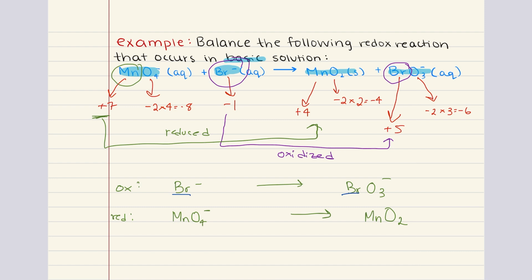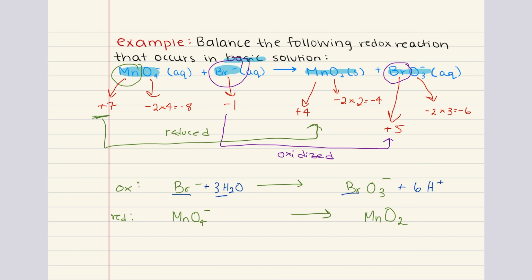Now we can move into balancing oxygen by adding water as needed. On the reactant side, we have no oxygen atoms, and on the product side, we have 3. So to balance that, we're going to add 3 water molecules to the reactant side. Finally, we want to balance hydrogen by adding H plus as needed. On the reactant side, we have 6 hydrogen atoms and none on the product side. So to balance that, we're going to add 6 H plus to the product side. Now our oxidation half reaction is balanced, and we can move into our reduction half reaction.